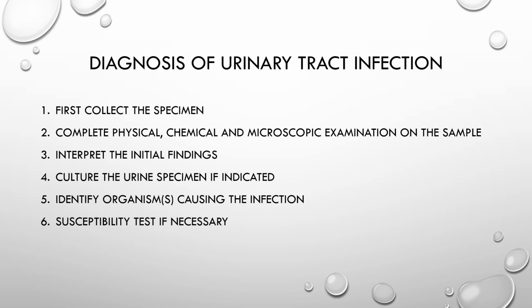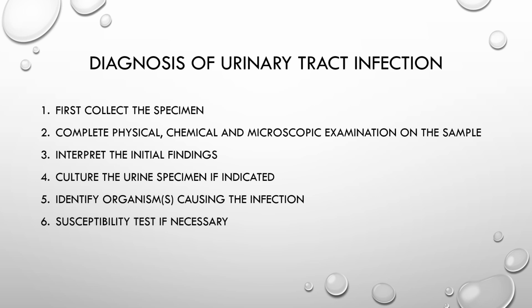And what that means is the external skin and genitalia are cleaned, and then the midstream of the urine is collected. So the first few mils of urine are discarded, we collect the midstream, and then we get rid of the last few mils. The reason that we do a clean catch midstream specimen is because we want to avoid collecting skin flora or anything that's going to contaminate our culture.